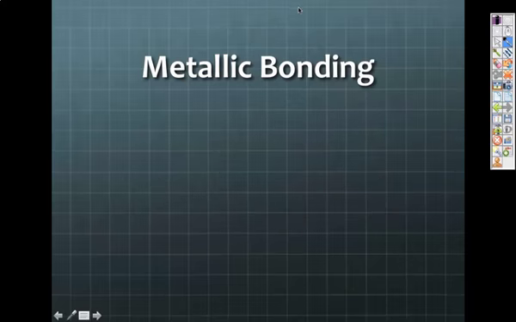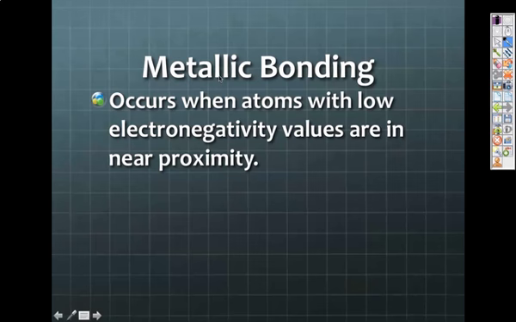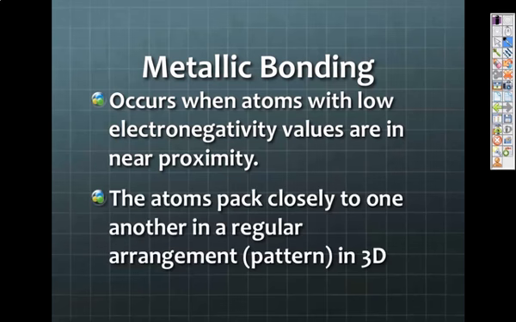So, metallic bonding. It's not actual bonds the way we think of most bonds. What happens is that atoms with low electronegativity values are going to be in near proximity. They are that way because the atoms pack closely to one another in a regular arrangement or pattern. And the electrons are going to be swimming around them. So we're dealing only with metals here.